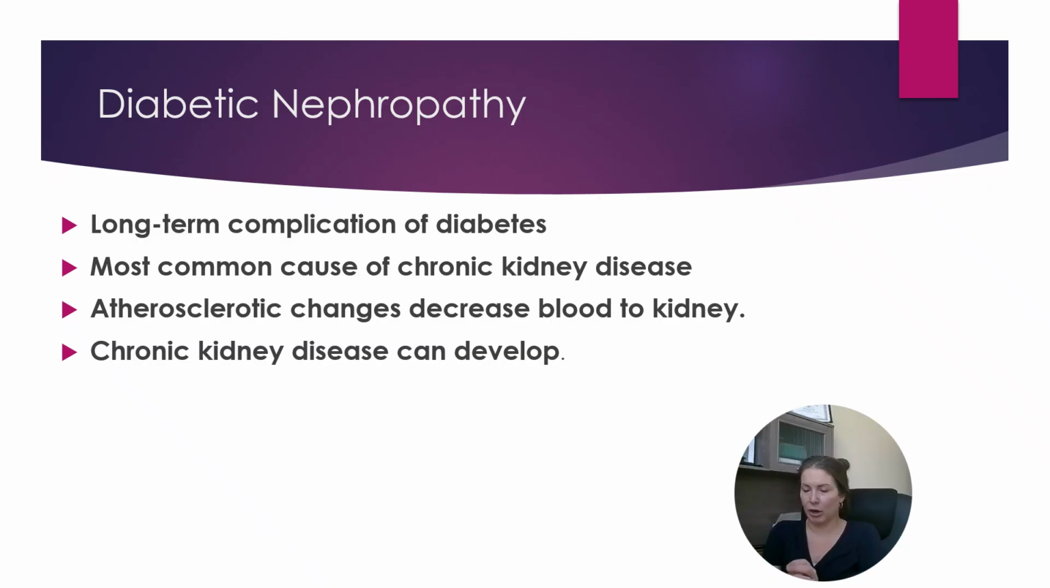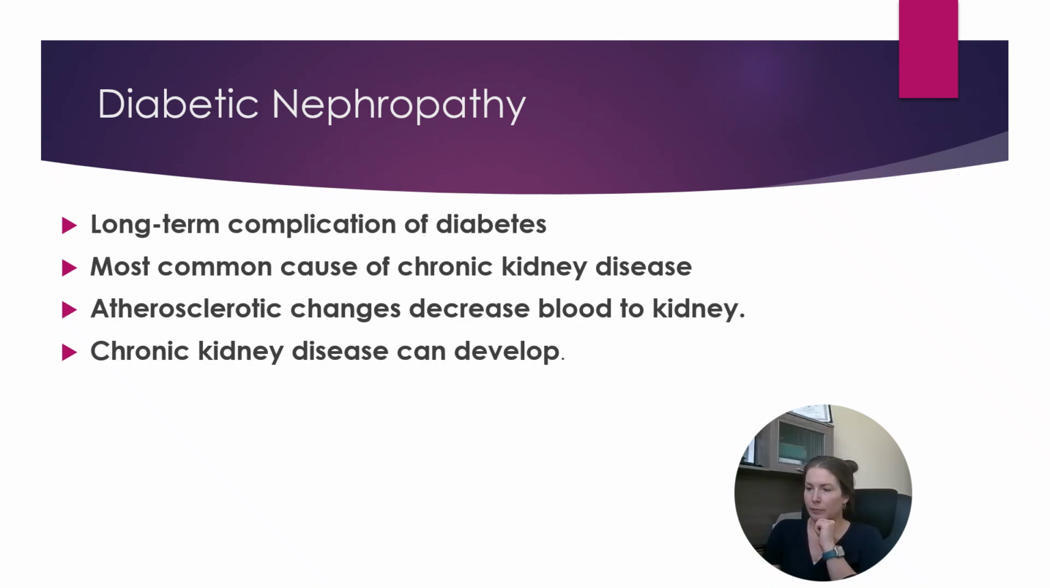So you have that chronic hyperglycemia that's damaging, so our vessels are going to be harder to get through. That's going to decrease the blood flow into the kidneys. So that progressive scarring and thickening of the glomeruli are going to lead to a loss of kidney function.